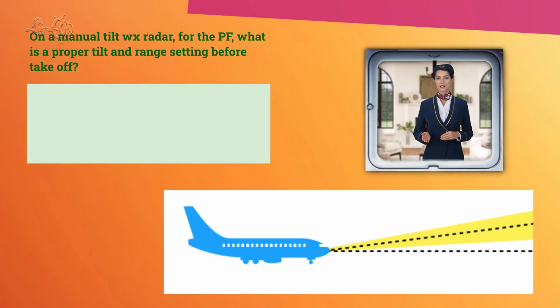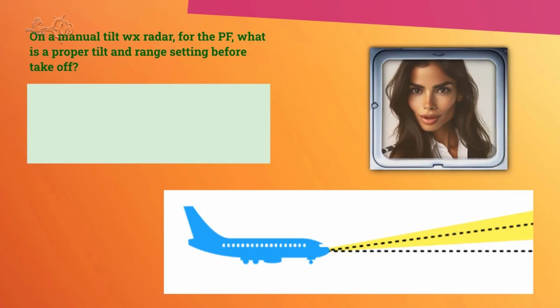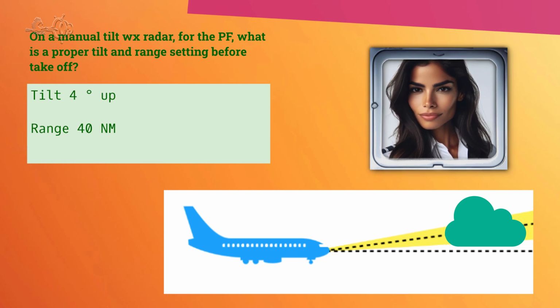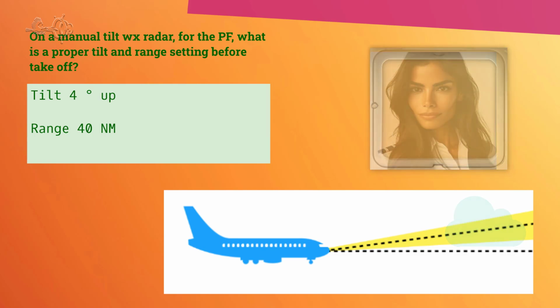Knowing all this, on a manual tilt weather radar, for the pilot flying, what is a proper tilt and range setting before taking off? For a manual tilt weather radar, a good starting point is a tilt angle of 4 degrees and a range of 14 nautical miles. Why 4 degrees? Well, at 40 nautical miles, this tilt will put the center of your radar beam right around 16,000 feet. That's a sweet spot for seeing the heart of a thunderstorm nearby and assessing the intensity of the whole cloud.